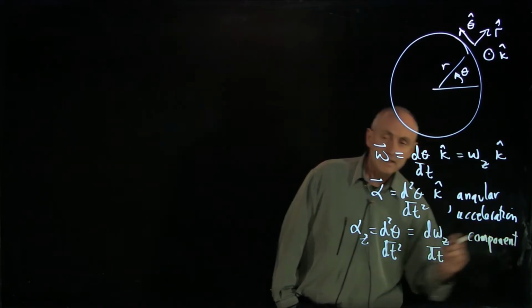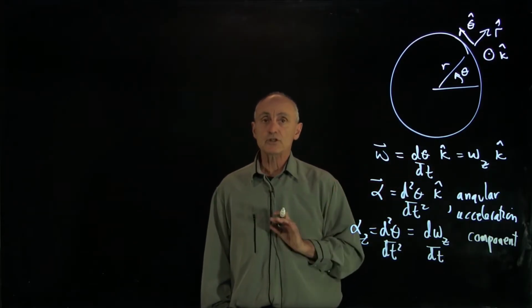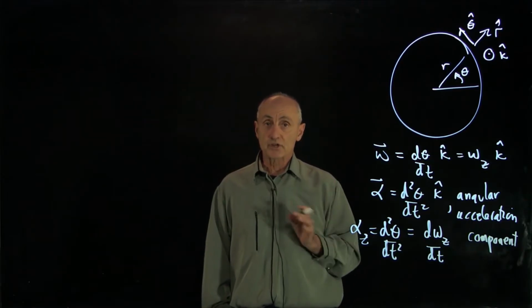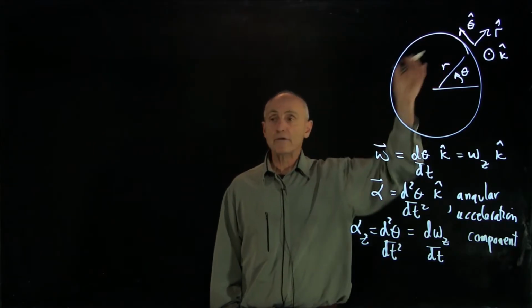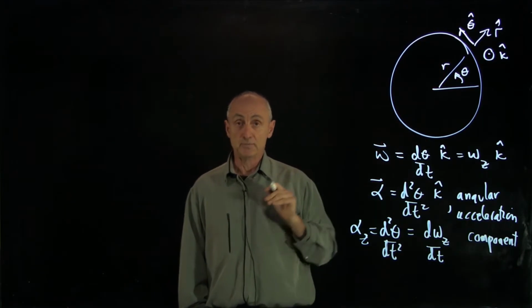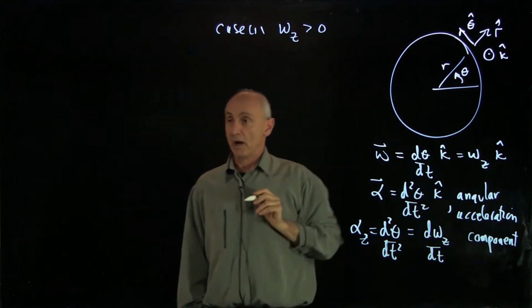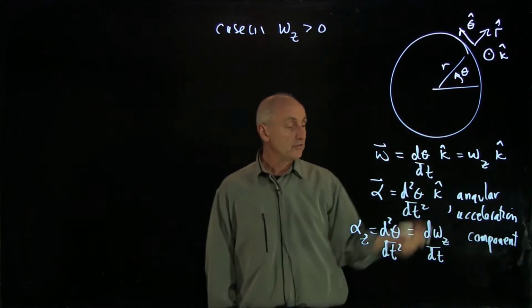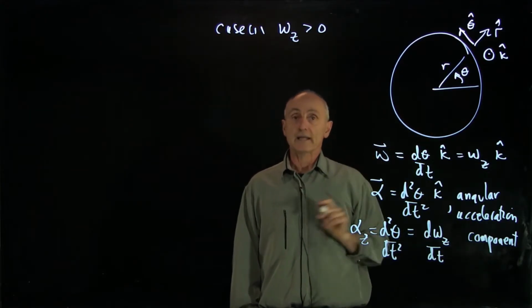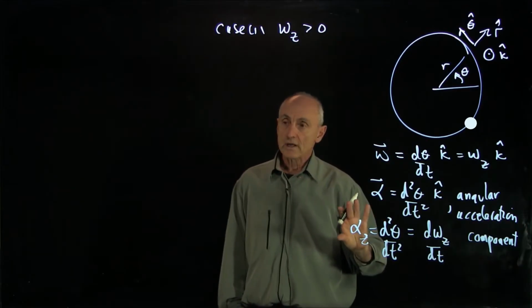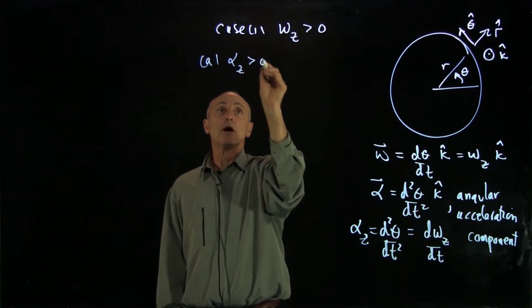And now, in circular motion, the quantities omega and alpha z are very much like the linear quantities of the x component of the velocity and the x component of the acceleration. And again, when we've chosen a reference frame, let's look at what various components mean. Let's begin with case 1, where omega z is positive. So when omega z is positive, that tells us that the angle theta is increasing, and that corresponds to counterclockwise motion.